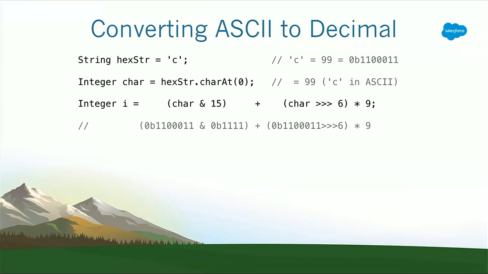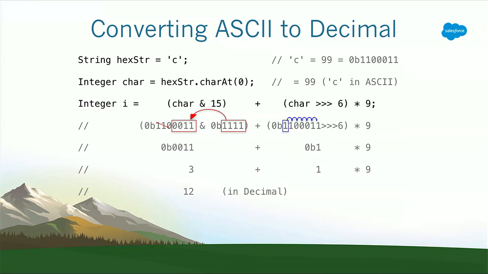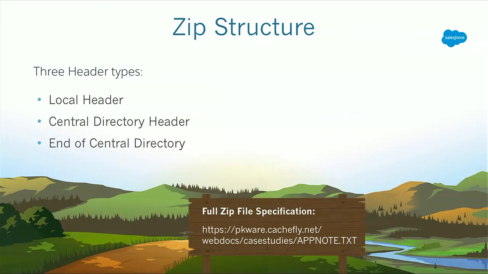I'm not going to go into the details, but what happens is without any if statements or any conditionals, we're able to just convert immediately something from an ASCII value to the decimal that we need. So let's take a look at the zip file structure.